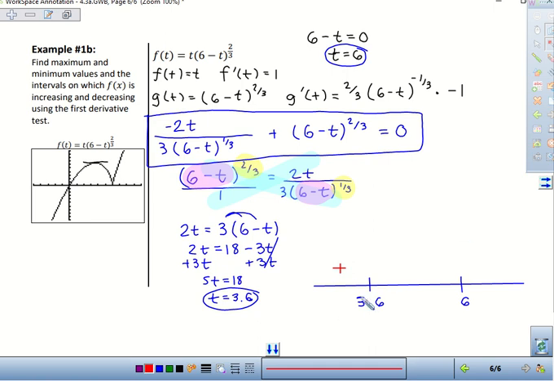Now we're going to plug some number in between 3.6 and 6. I'm thinking we plug in 5. And the reason for that is I know that 6 minus 5 is 1. And then 1 to any power is just 1. So that's going to be the easiest one to work with. So if I plug in 1 here, I get negative 2 over, because I multiply negative 2 by 1, over 3 times 1, which is going to come out to be what kind of number? Negative.